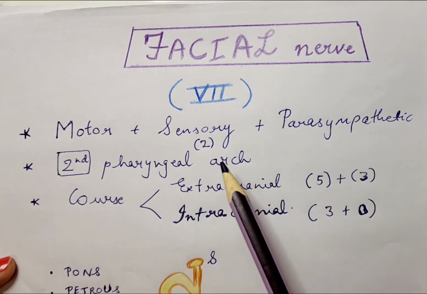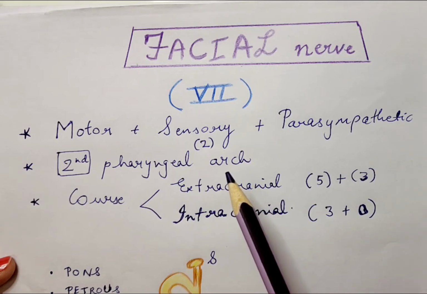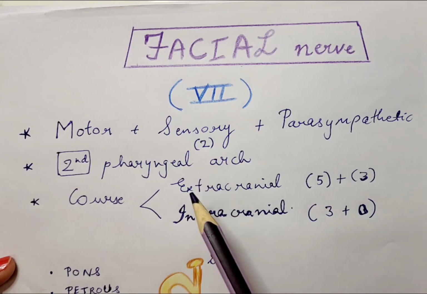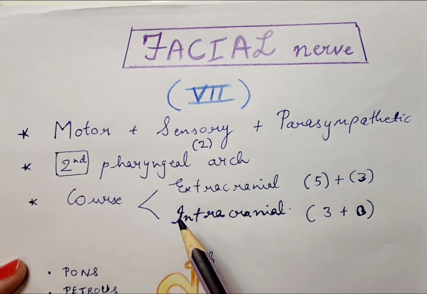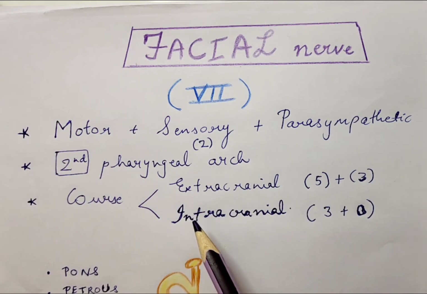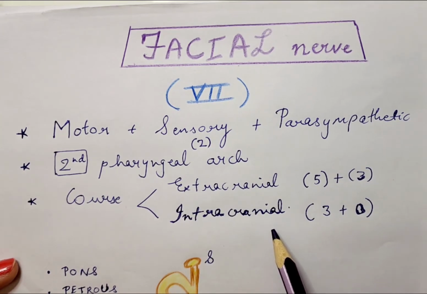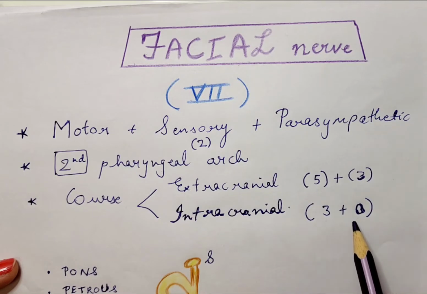Now, if you have seen my previous video on the pharyngeal arches, you know that this is the nerve of the second pharyngeal arch. Now, the facial nerve course is like all the nerves divided into an intracranial and extracranial course. So here is where I'm going to break it down. We are going to first talk about the intracranial course of this nerve, where it gives off 3 main branches and it forms a ganglion.